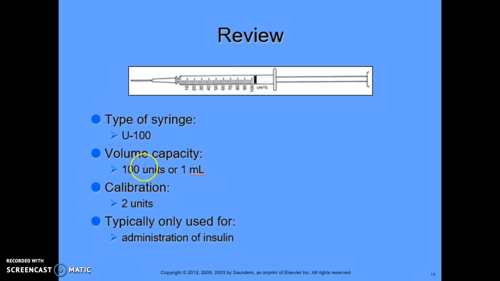And here we go. Type of syringe. Yep, volume capacity, 100 units or 1 ml, calibration 2 units, and it's typically used for insulin. Did you get all of those correct? If you did, awesome job. And I will see you in class.